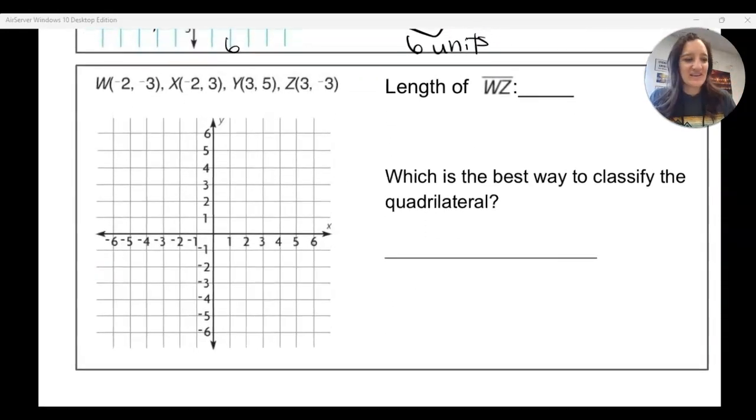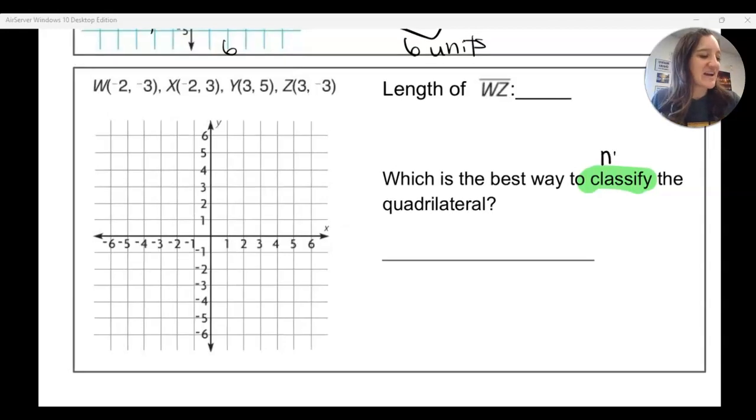Another thing that we're going to be asked to do today is to classify the quadrilateral, classify whatever shape it is. Classify just kind of means to name. So let's name this. It looks like it's a quadrilateral. Yeah, right, because it says quadrilateral. Plus there are 4 points. So let's get to graphing it or plotting it.